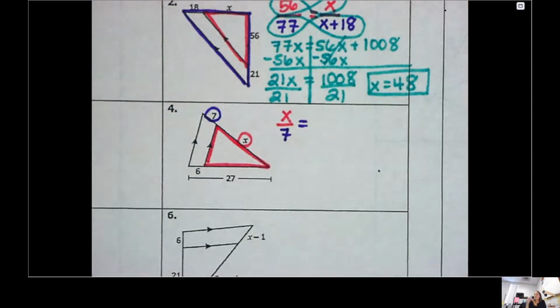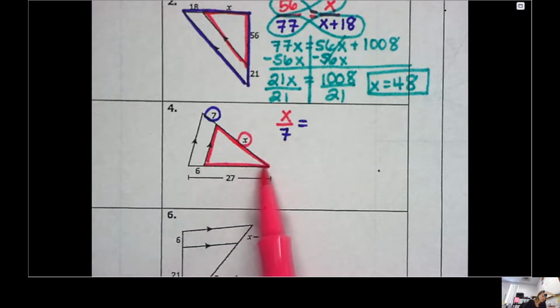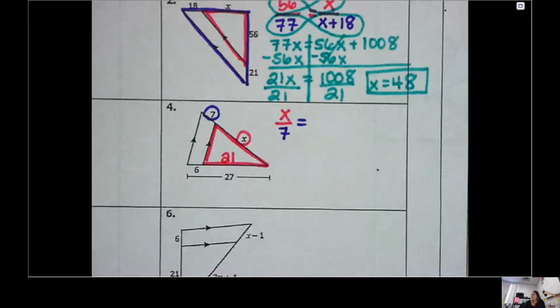So x divided by 7 equals, now I'm going to do the same thing on the opposite side. Now there's no number over here. What is this pink piece that's got no number? 21. How'd you get that? Because the whole thing is 27, and then you have a little 6 segment. Yep. So like Shreen said, we just subtract the 6. So what would my second fraction be? 21 over 6. Perfect.